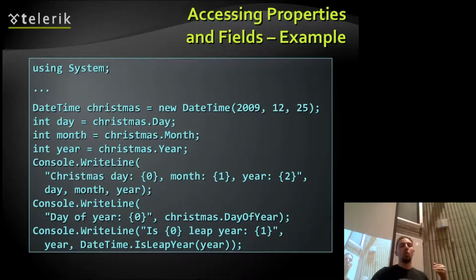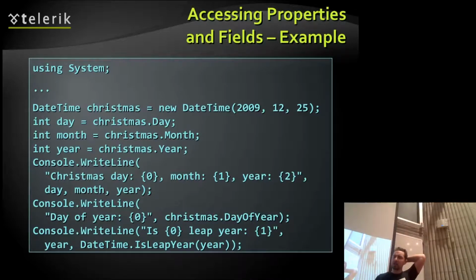So, what is day? It's a field or a property. We can't tell. If it was a method, it would have parentheses after it. So we know it's a field or a property. So it's accessing some internal state about Christmas. In this case, it's accessing 25. That's the value of the day, field, or property. Okay?